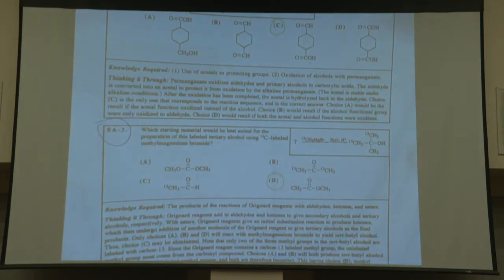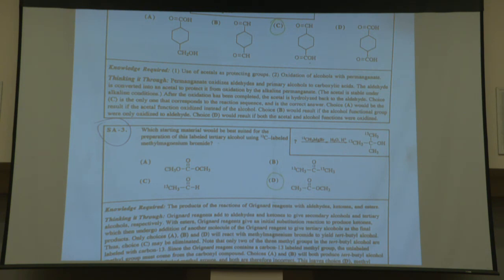So, which starting material would be best suited for the preparation of this labeled tertiary alcohol using carbon-13 labeling, methyl magnesium bromide? Okay, methyl magnesium bromide is just a Grignard with a methyl on it, so don't let that confuse you. Carbon-13 labeling, that's something that you guys are like, what? It's something that they do when they're trying to figure out how a synthesis works, like all of those mechanisms and arrow pushing that you see, someone had to figure that out, right?